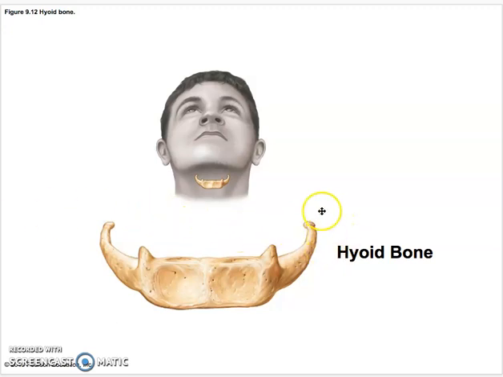And last but not least, below the skull is the hyoid bone. And the coolest thing about the hyoid bone is that it's the only bone that doesn't articulate with another bone. So there's lots of muscle attached to it, but it does not articulate with another bone. And so those are the landmarks of the skull that you need to know.